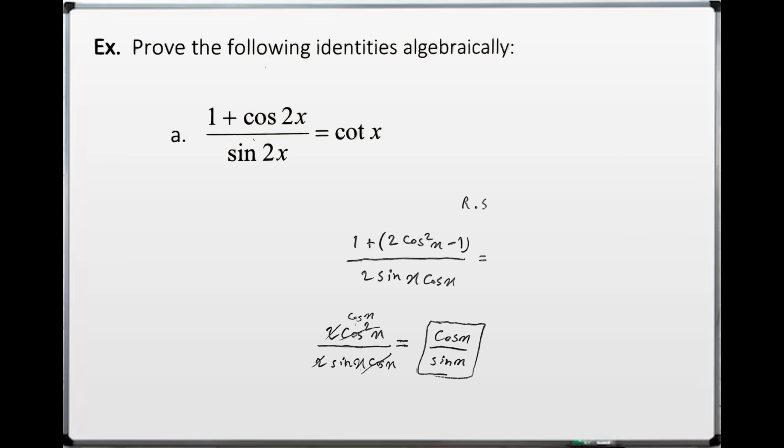And also, let's move to the other side of the equation. We've got cotangent of x. We can write the cotangent of x as cosine of x over sine of x. And yes, we can now see that both sides of the equation are the same.